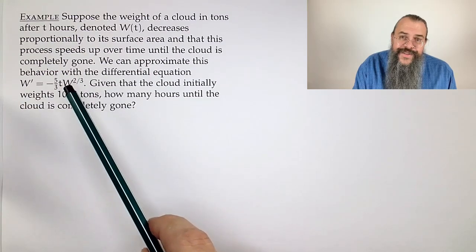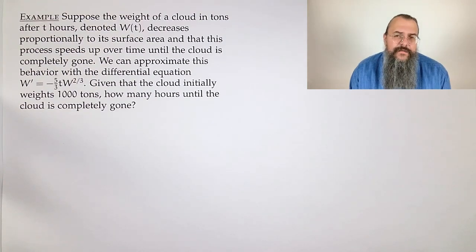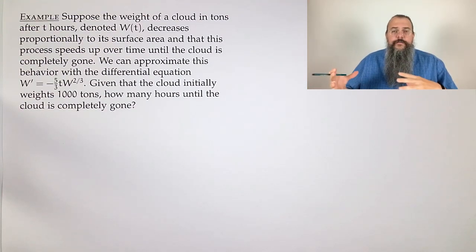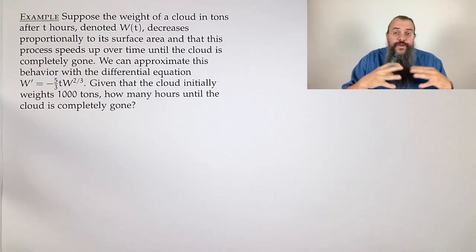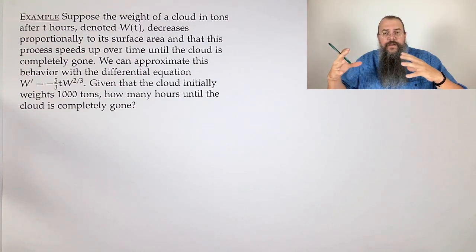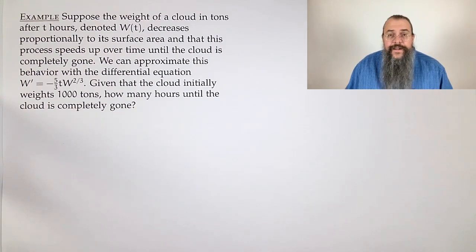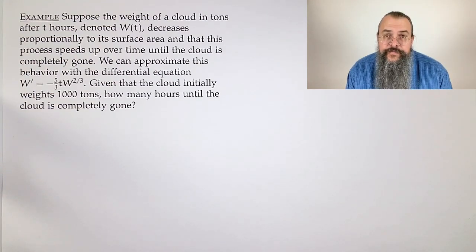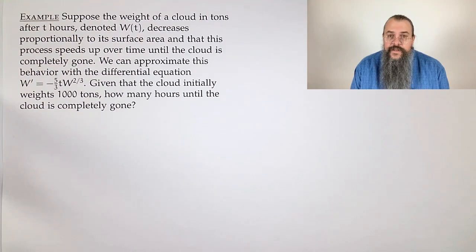Then you have this W to the 2/3. And you might say, well, does that really make sense? Why to the 2/3 power? You can think of it as a volume versus area comparison, where volume is 3-dimensional and area is 2-dimensional. So how do you go from something that's 3 to something that's 2? That's where the 2/3 comes into play. That's very hand-wavy, but it's actually not an unreasonable exponent given what we're trying to capture. So, given that the cloud initially weighs 1,000 tons, how many hours until the cloud is completely gone?